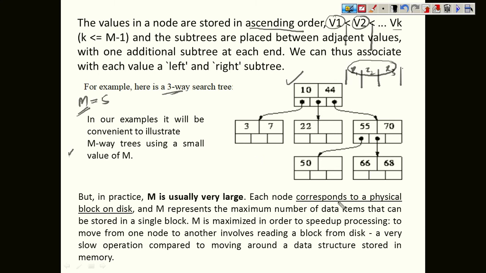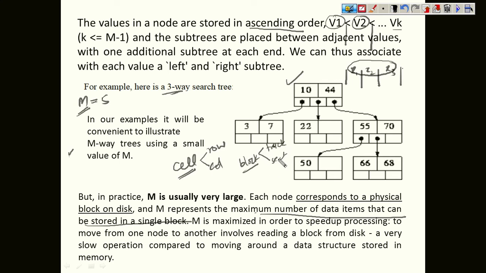So here each node corresponds to a physical block on disk. So m represents the maximum number of data items that can be stored in a single block. Just keep in mind that a block is the basic entity that actually stores our data. Like when we talk about an Excel sheet, the cell is the very basic entity that holds the value, and a cell is represented by a row and column. So in computers, when you are storing data, a block is the very basic storage which holds your data, and a block is represented using tracks and sectors.